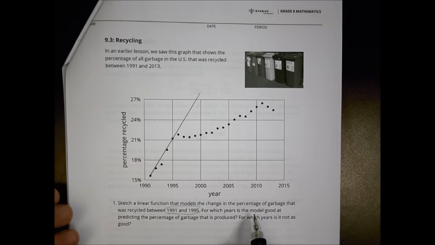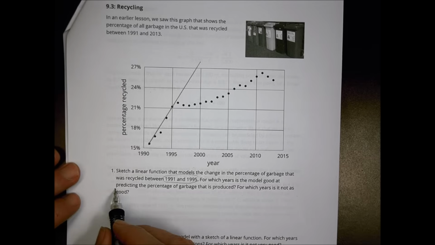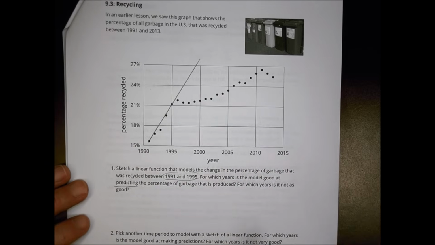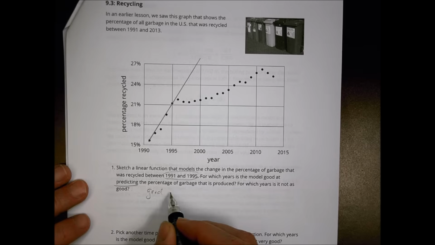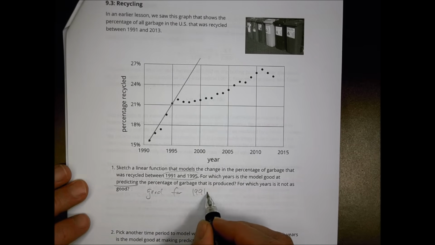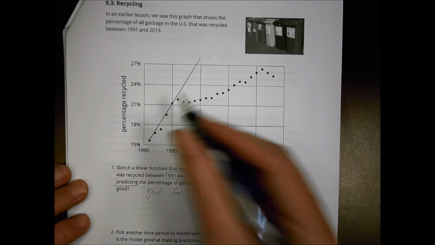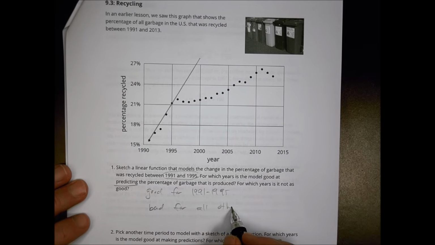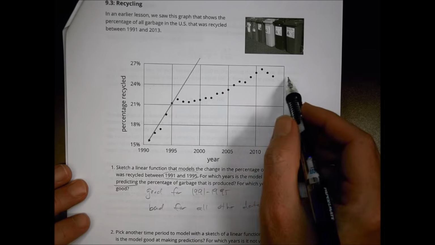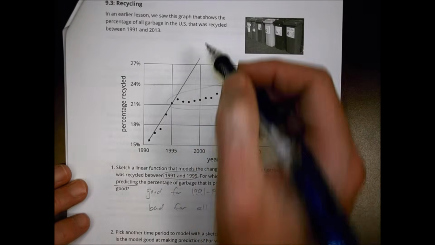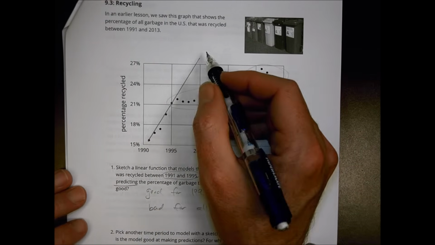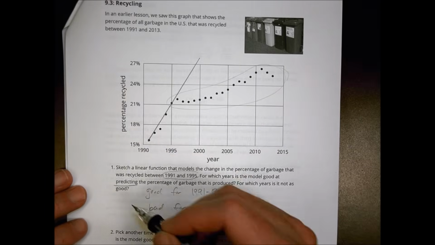So for which years is the model good at predicting the percentage of garbage that is recycled? For which years is it not so good? Well, based upon this model, I could say it's good for 1991 to 1995. It seems to work great for that, but it's pretty much bad for all other dates, right? These dates here have nothing to do with that line. They're not even close. It doesn't work for those at all. So it's a linear function, a nice model, but it only works for some points on the graph, not the others.